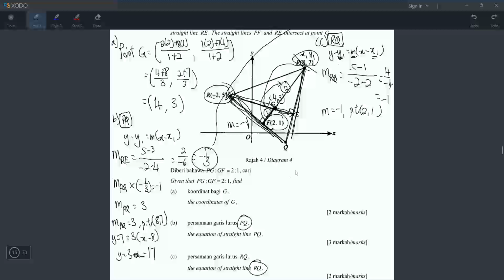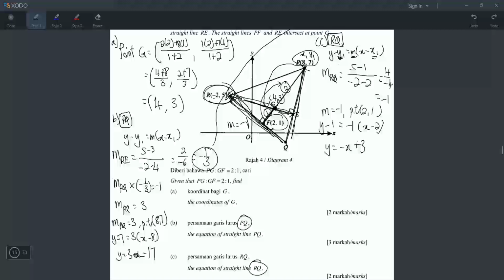Because you are finding the RQ line. You have to make sure the point you use also passes through RQ. So these two, that's why I say these 2 points can be used. These 2 points will give you the same answer. So it'll be y minus 1 equals, at the back, x minus 2, and the gradient will be negative 1. So the answer will be y equals negative x plus 2 plus 1 is plus 3, right?